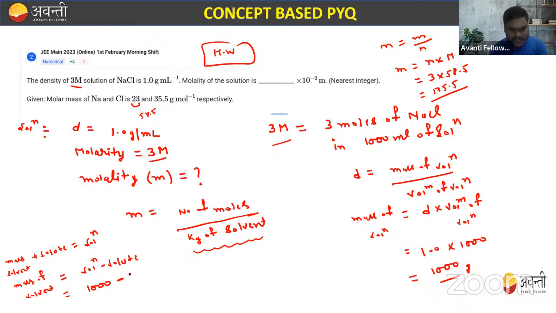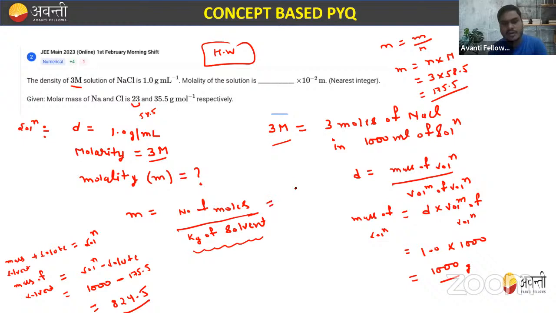Now just subtract this value, that is 175.5. So 1000 में से 175.5 गया, कितना बचा? जल्दी बताओ. That is 1000 minus 175.5. So ये आ गया 824.5. So ये आ गया है आपका mass of the solvent.